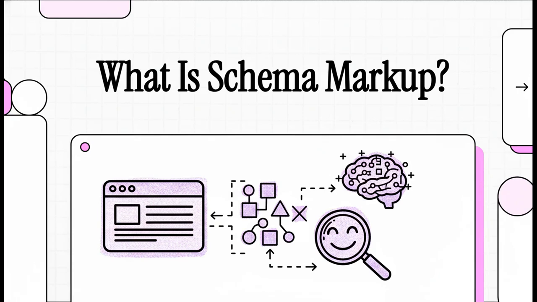Today, we're diving into something that is, no joke, a secret language for your website. It's a way for you to talk directly to search engines and, more importantly, to AI. It's called schema markup, and honestly, it might just be your website's new superpower.